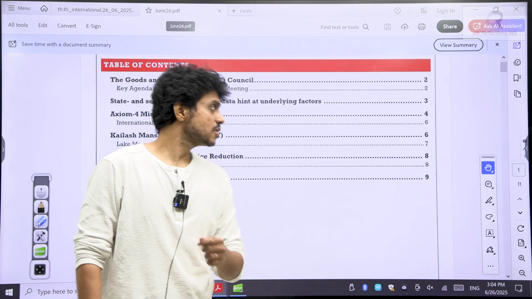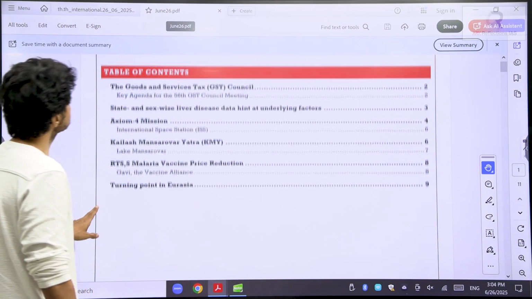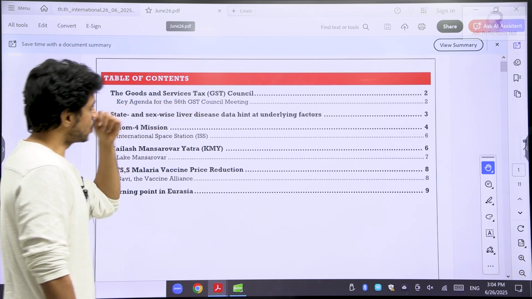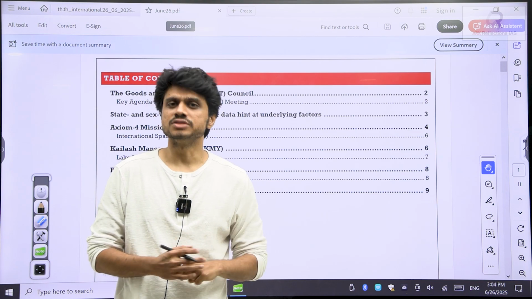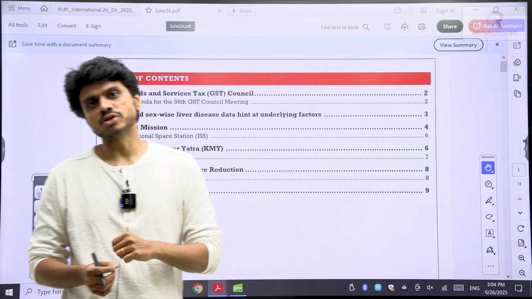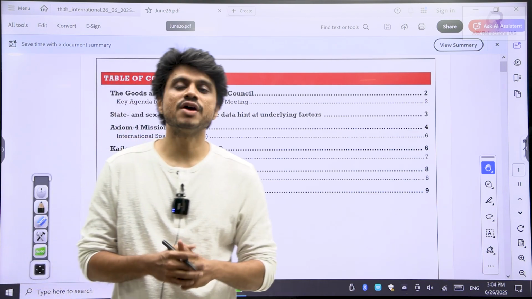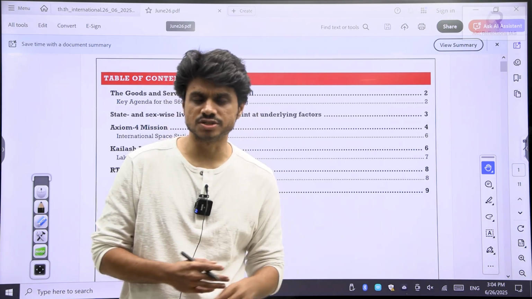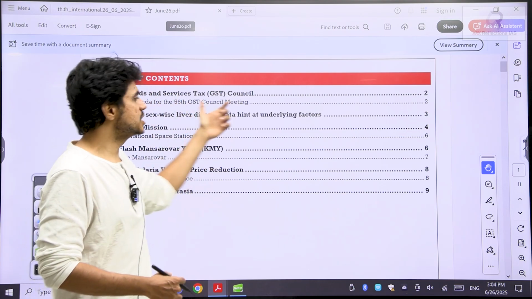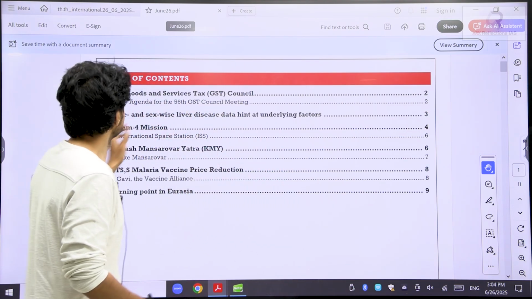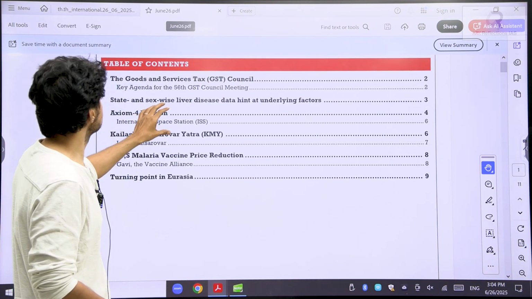Today, June 26. The topic that we are going to cover today is the Goods and Services Tax Council, the GST Council. Yesterday, we discussed briefly about the GST. What is this GST? What is the purpose of GST and why have we introduced the GST? What are the features of the GST? Yesterday, we have gone through this. Today, we will try to understand what the GST Council is.